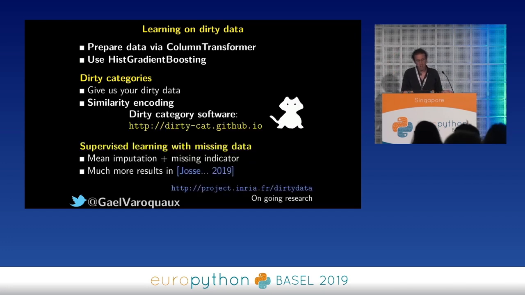Supervised learning with missing data: mean imputation with a missing indicator is actually a pretty good choice. There are many more results in the paper. And in general, if you're interested in this area of research, we have a research project that we call Dirty Data, where there is ongoing research and there will be more.